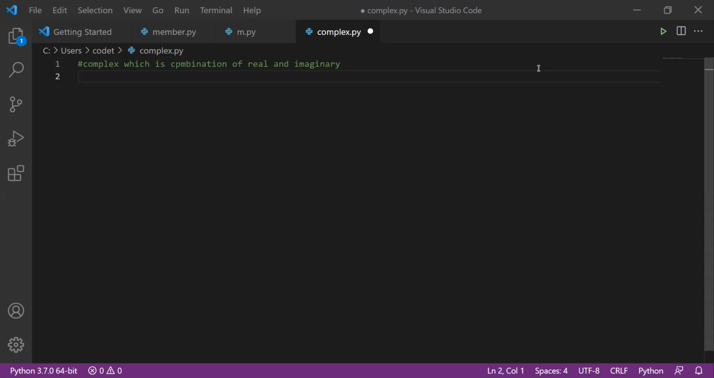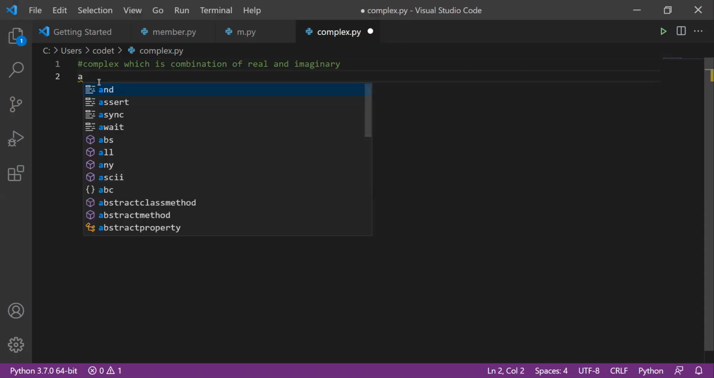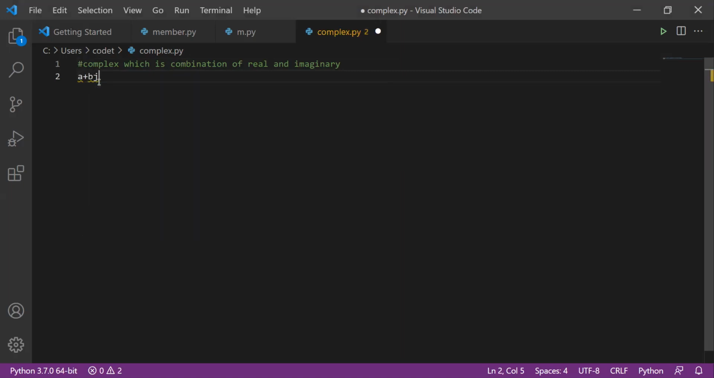In this video, I am going to show you about complex numbers and how they work. Usually in your mathematics, you have learned about complex. Complex means a combination of real and imaginary. Now, real part and imaginary part. What is meant by imaginary? Suppose there is an expression a plus bj. Here a is the real part and j is the imaginary part.